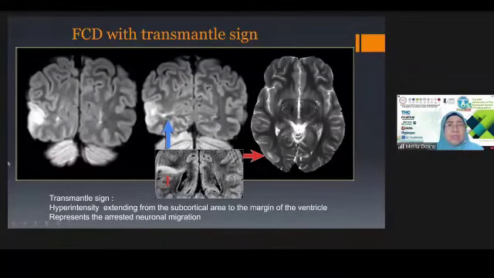This is another case with FCD with transmantle sign. You can see it's bright from the cortex to the area, usually the periventricular area, like this one. Yeah, this is DIR. That's why we need double inversion recovery for looking at that abnormality.